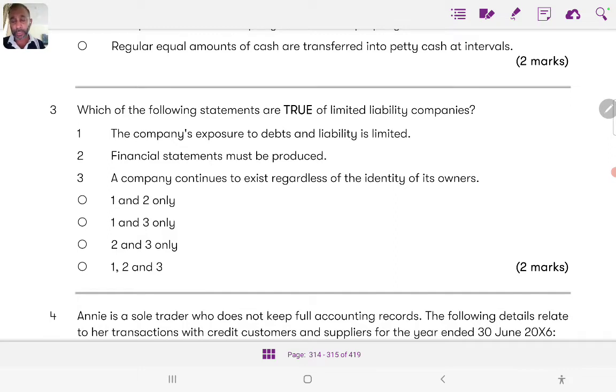So here the answer that I suggest, the first one is not related to the debts. Actually, it is related to the unpaid amount of shares, not about their liabilities. I mean, not about their debts. So the liability, when you refer, it's only to the extent of unpaid amount of shares. So our option number 1 is wrong. 2 is correct. Financial statement must be produced. So when one is wrong, answer option 1 and 2 is out, and also third one is out. So answer is option number 3.